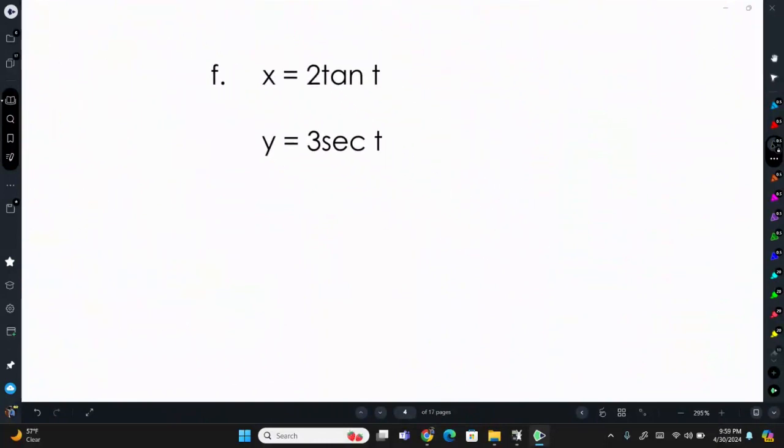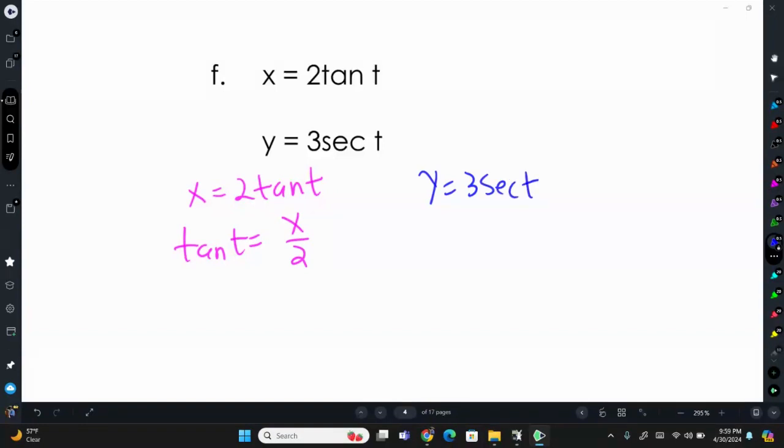So there we have x equals 2 times tangent of t. Divide both sides by 2. Tangent of t equals x over 2. And then with secant, y equals 3 secant of t. Divide both sides by 3. We get the secant of t is equal to y over 3.